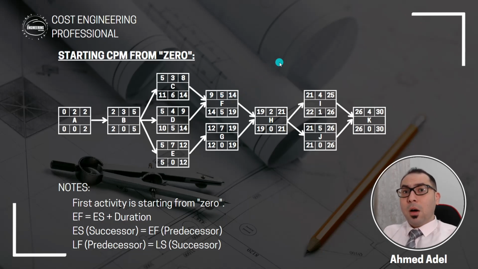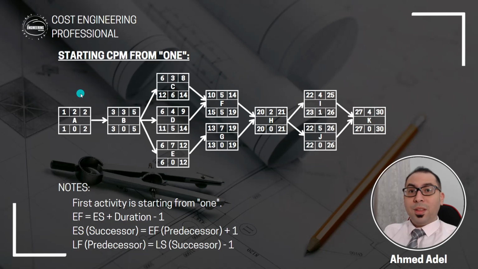So what happens now when we start from 1? Things will be a little bit different. Let's see. So here, this example is when we are starting from 1. As you can see here, I am starting the CPM from 1 and not from 0. So when I started from 1, I'll say here 1 plus 2 minus 1. So I am starting from 1. This is the early start.